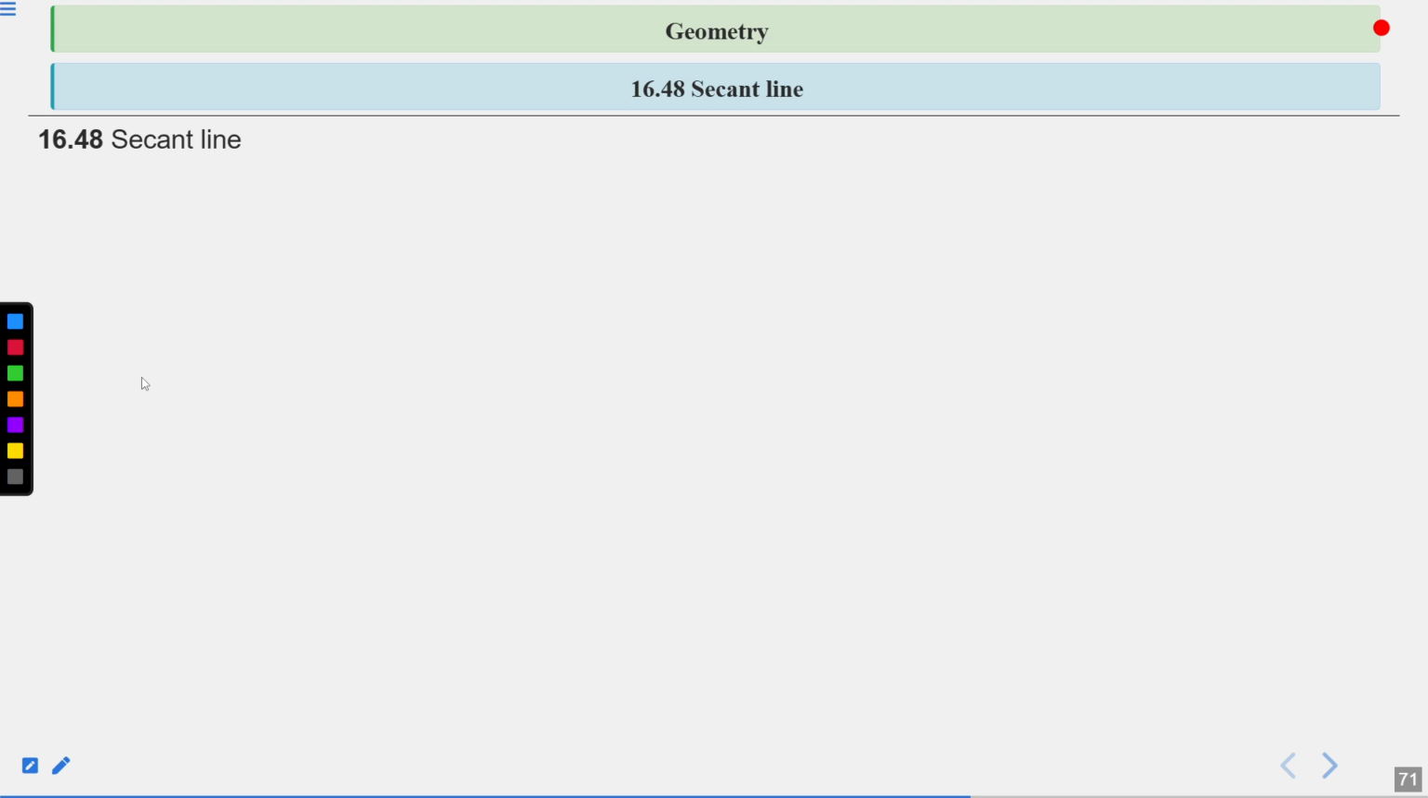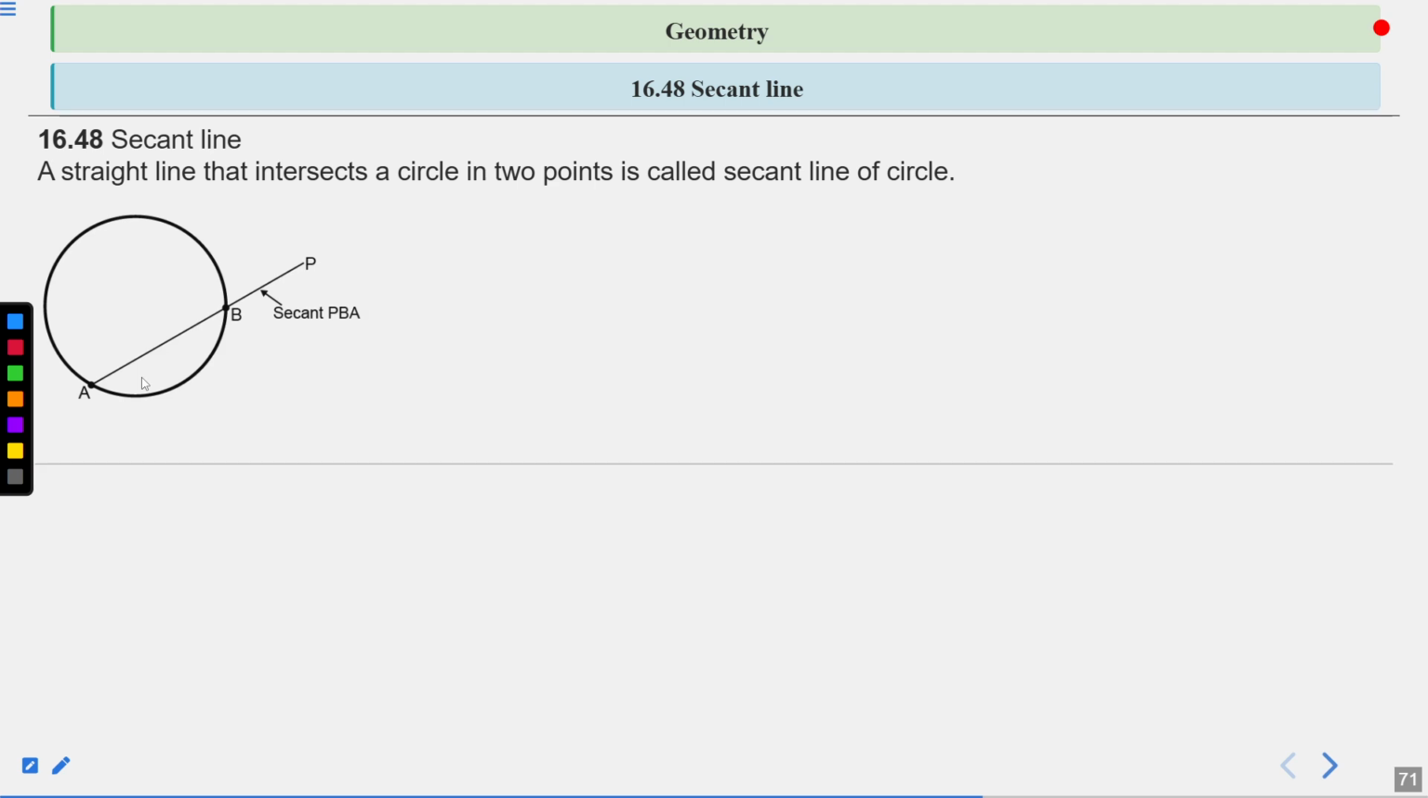Secant line of the circle. A straight line that intersects a circle in two different points is called a secant line of the circle. Now this is the diagram of the secant. So PA is a secant in which AB is the chord. PBA we can also call a secant.